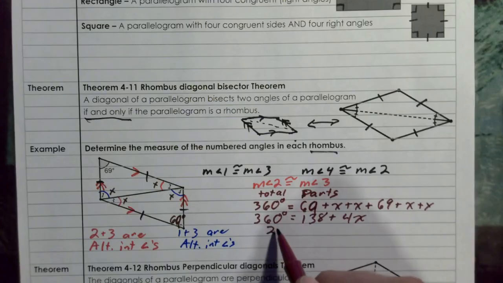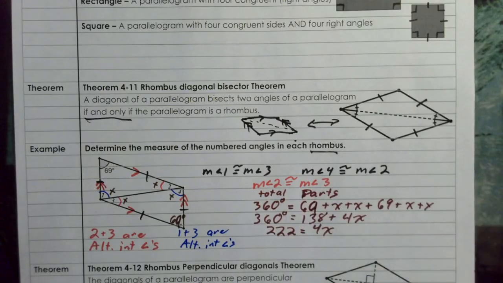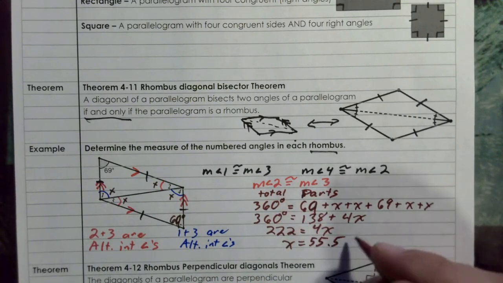I get 222 equals 4x. Dividing that by 4, x equals 55.5. So all of these angles in here have got to be 55.5 degrees.